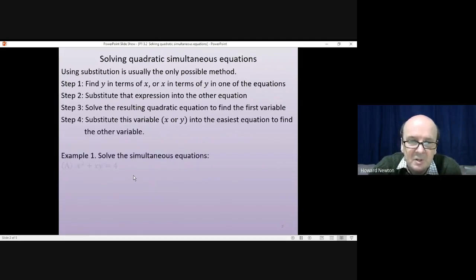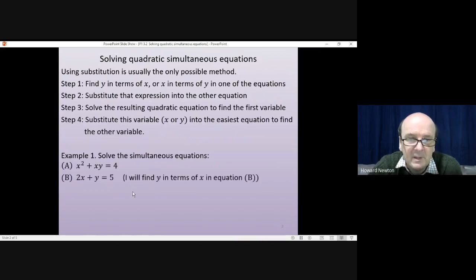Okay, I'll let you have a go at doing one of these yourself. In this example, I'm going to try and find y in terms of x in equation B and then work forwards from there. So if you want to be able to check your answer through with me, I suggest you do the same thing. Pause the video, come back to me when you're ready.